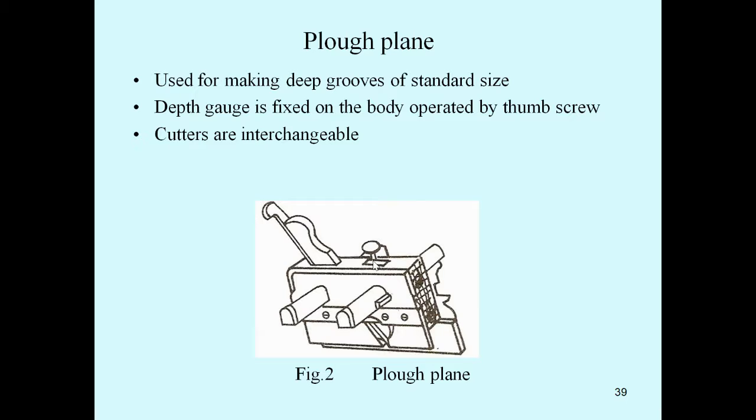Next, cutters are interchangeable. We can see the cutters here. This will be the wedge, this will be the cutter. These cutters are interchangeable. The width of the cutter is about 3 mm to 15 mm in steps of 2 mm.